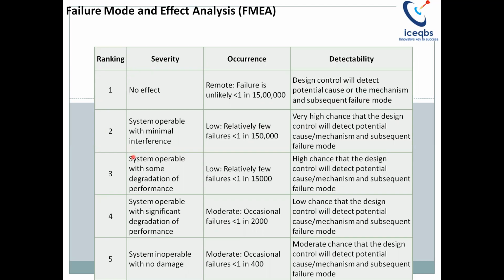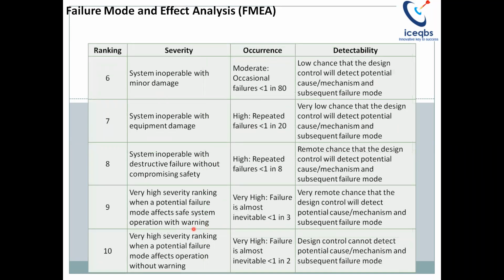Like that, as the severity goes on increasing, the rating also goes on increasing. Same way for frequency and detection. The highest rating of 10 you will give when the impact is very high, when a potential failure mode affects operation without warning. As I told you, whenever I'm taking the training and suddenly the internet fails without any warning, and the next second my connectivity is lost, then I will have to give a rating of 10.